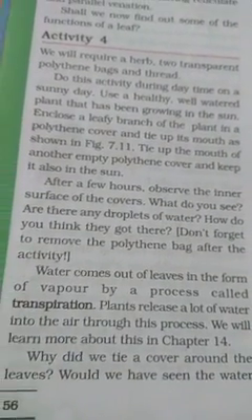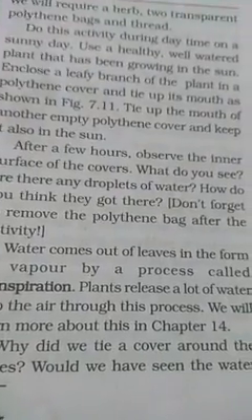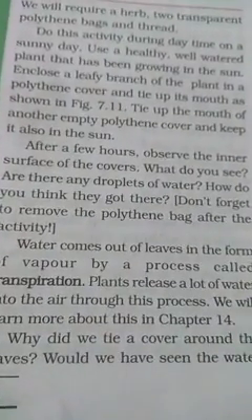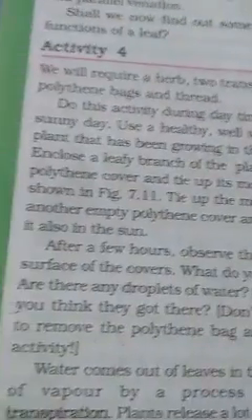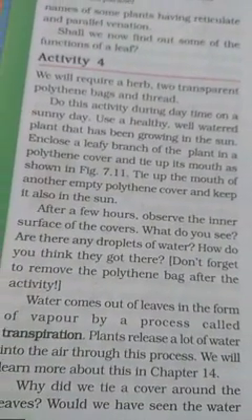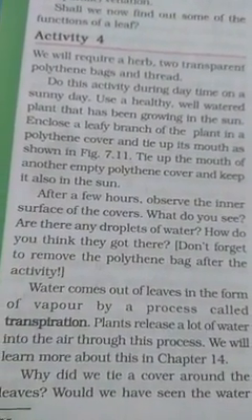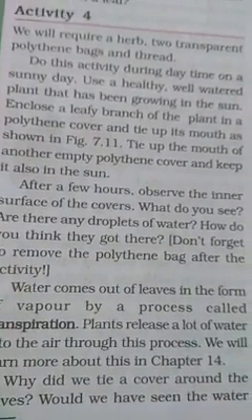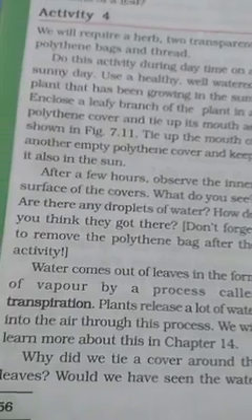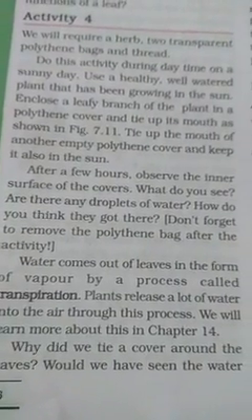So where does it come from? The water comes out of leaves in the form of vapor by a process called transpiration. You can see the water drops from the leaves inside the polythene bag. So this coming of water from leaves, water comes out of leaves in the form of vapor by the process. What is that? Transpiration. Plants release a lot of water into the air through this process.